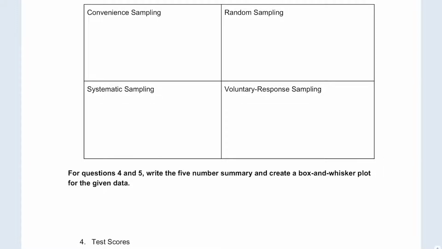Okay, so an example of convenience sampling. Well, remember, convenience sampling is just convenient, right? It's kind of like the lazy person's sampling plan, okay? So the example that I think of is I distribute a survey.